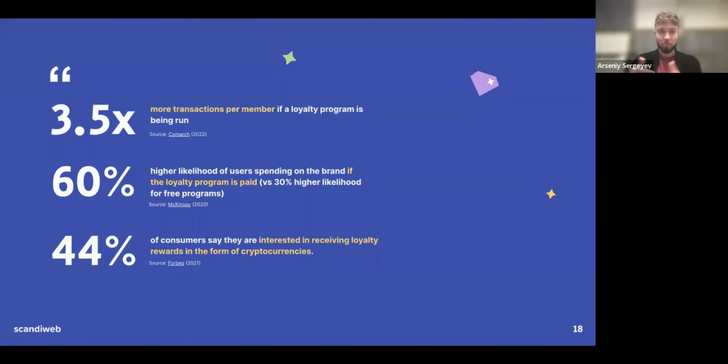Just think about it. People pay for the program, but if it's set up correctly, they can be spending even more in this case. And what's interesting is that lately, people are more interested in getting loyalty rewards in the form of cryptocurrencies, as cryptocurrency is getting more adoption. Right now, the market is in a bit of chaos, but that's an interesting thing to consider as people are getting more involved with crypto. It could be a good way to get the rewards.